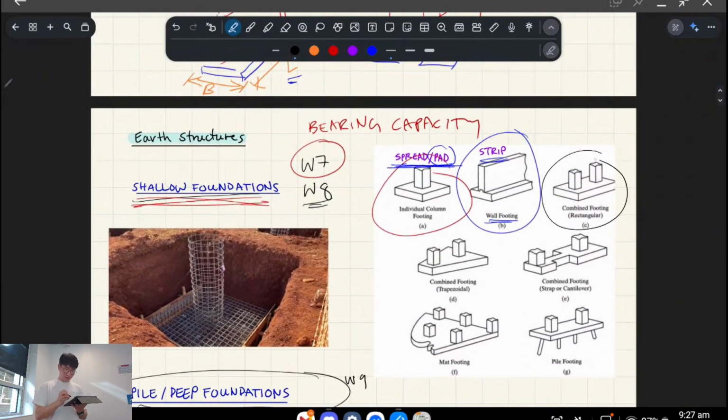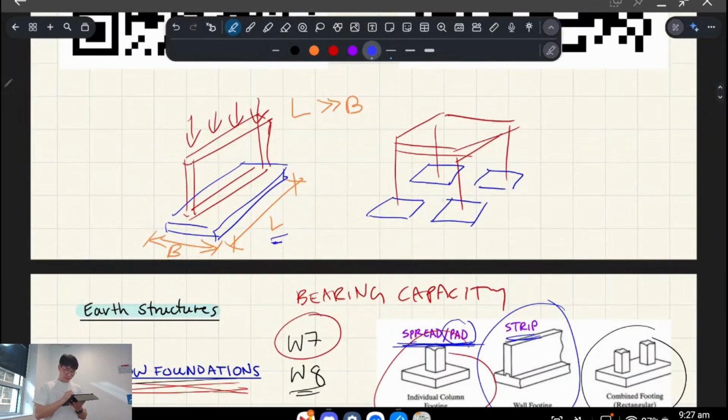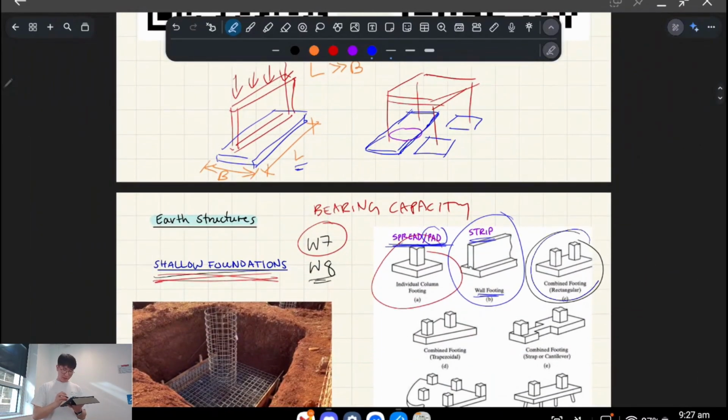You can also have these other ones where you combine footings. So say, for example, there's a really bad patch of soil underneath this building right here. One way around it is you might want to combine these two footings together, so it spreads out the load. That would be a combined footing.